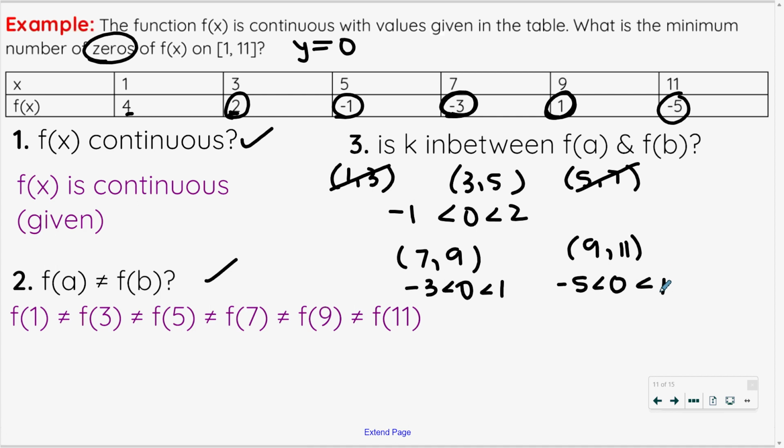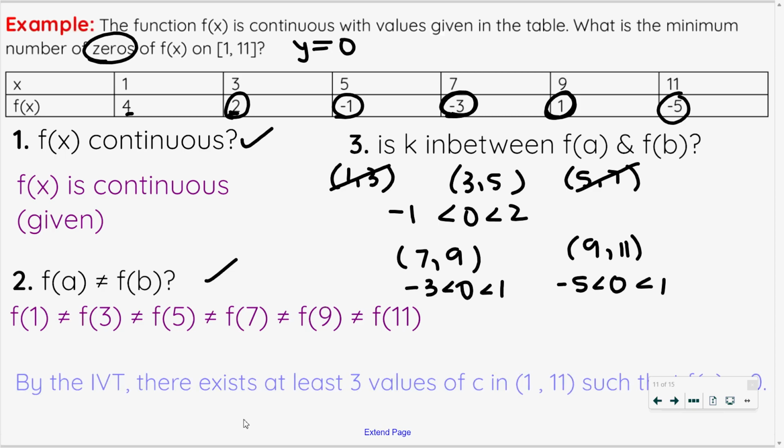So because of those, we can see that there are 1, 2, 3 different values. So here's my final statement. By the intermediate value theorem, there exist at least 3 values of C in the interval 1 and 11, such that f of C is equal to 0. Okay, let's try another one.